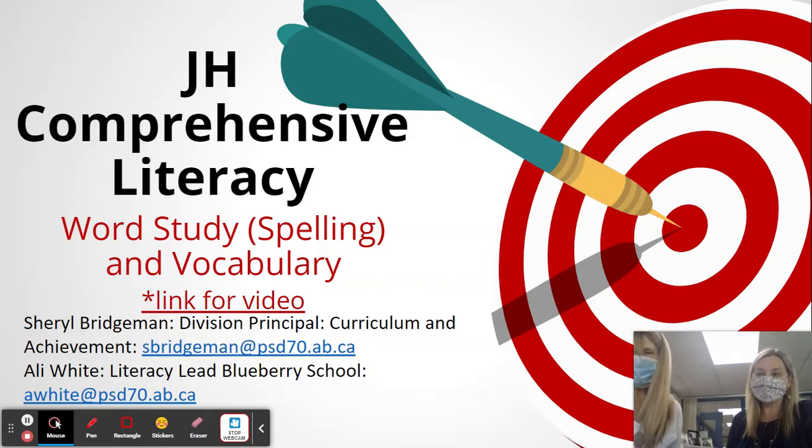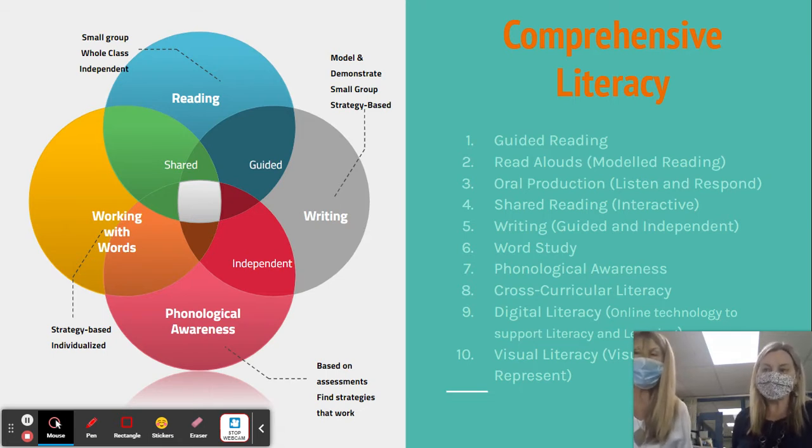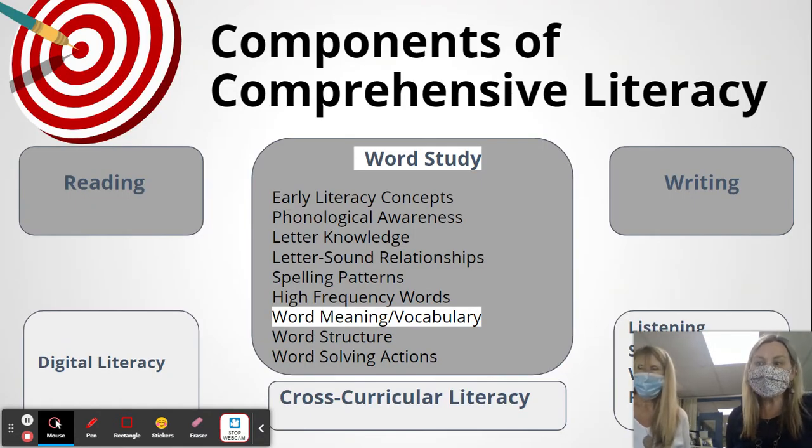We're here to talk today about word study and vocabulary at the junior high level. A comprehensive literacy program has 10 components. All are essential and should be embedded into your short term and long term planning. Our work for this PD day, though, is to look closely at word work and vocabulary. Within the main component of word study, grades 7 to 9 focus primarily on word meaning and vocabulary, word structure, and solving actions within the curriculum.